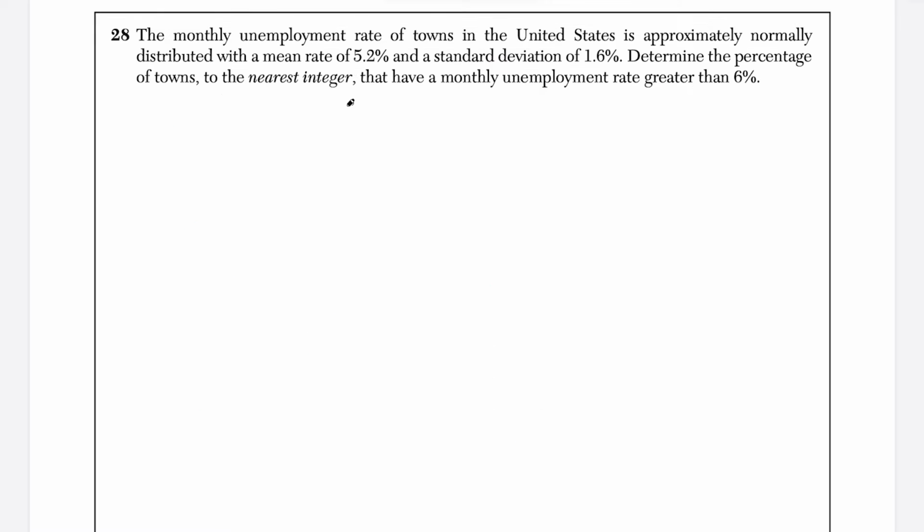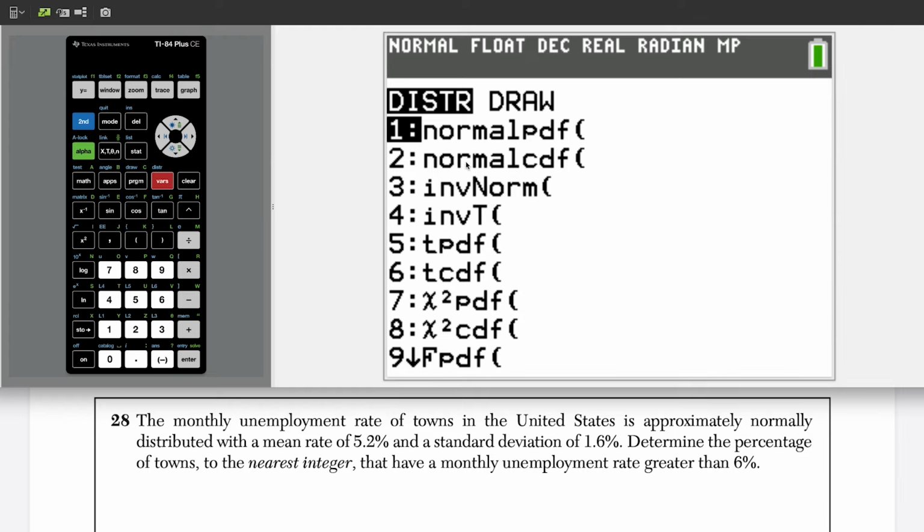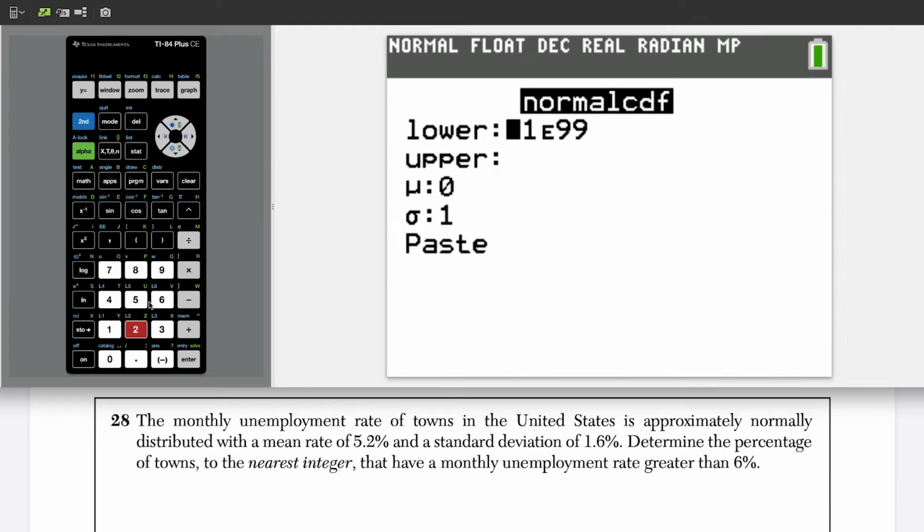Question 28, the monthly unemployment rate of towns in the United States is approximately normally distributed with a mean rate of 5.2% and a standard deviation of 1.6%. Determine the percentage of towns to the nearest integer that have a monthly unemployment rate greater than 6%. So for this one, this is all calculator work. We're going to press second vars, and go to number 2, normal CDF. For this one, we have to think about the range here. They're asking us to determine the percentage of towns that have a monthly unemployment rate greater than 6%.